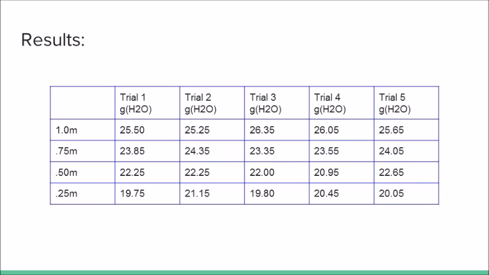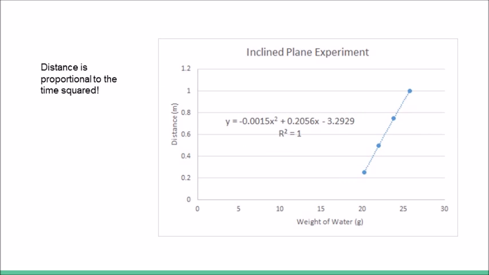After compiling our data, I created this table displaying the values of water that poured out of our water clock in relation to how far the ball rolled down the ramp. As you can see, the amount of water decreased as the length the ball rolled down the ramp decreased. In this case, we can infer that the mass of water at the end of each trial is directly proportional to the time elapsed, as we cannot use modern stopwatches.